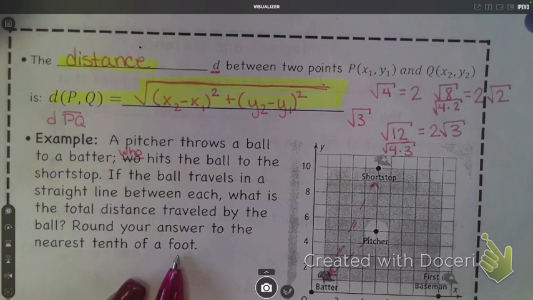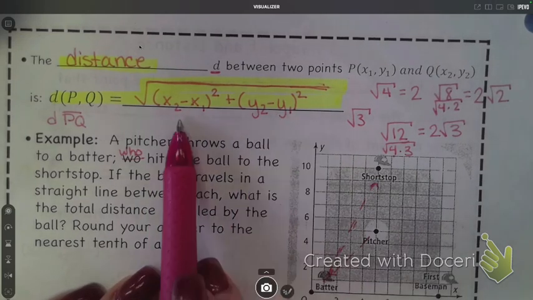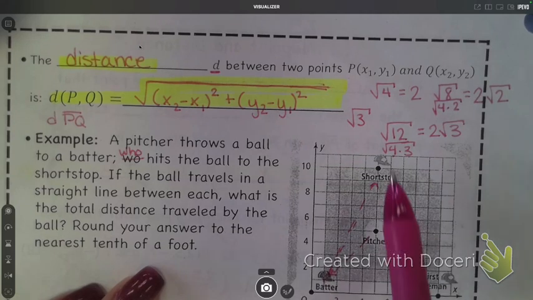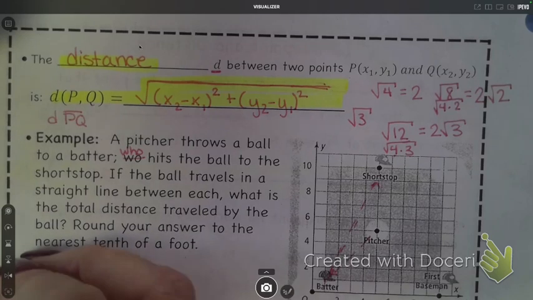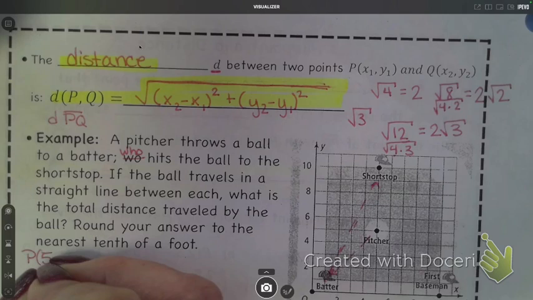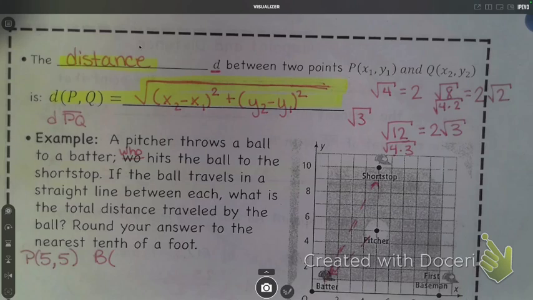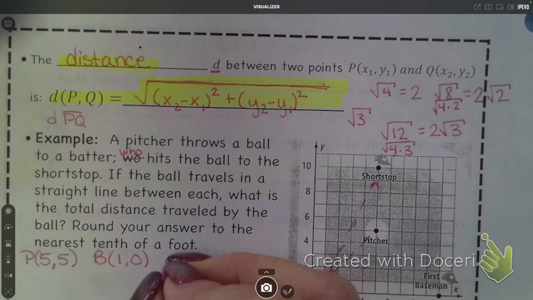Okay. So, first of all, we probably know, these are points, aren't they? This X and these Y's, aren't they points? So I need to find the what of these things? The points. Okay, so what's the point of the pitcher? 5, 5. Everyone agree? So, pitcher is 5, 5. The batter? 1, 1. And the shortstop.